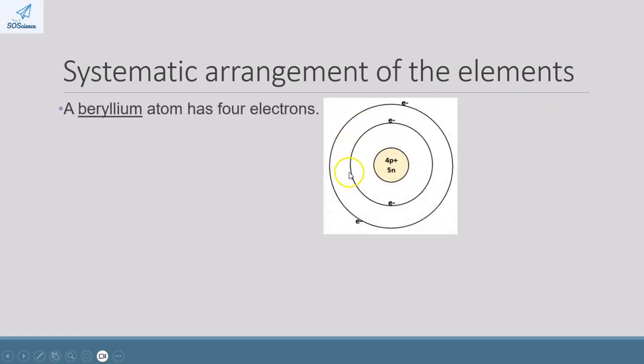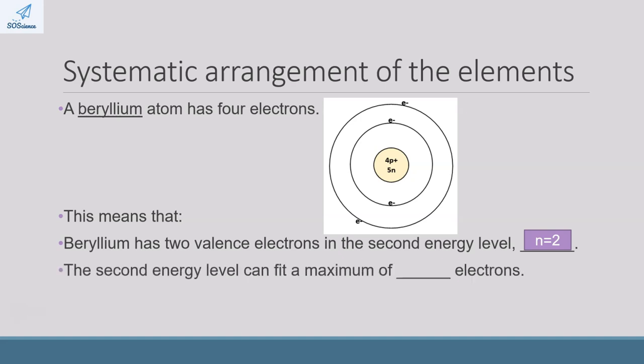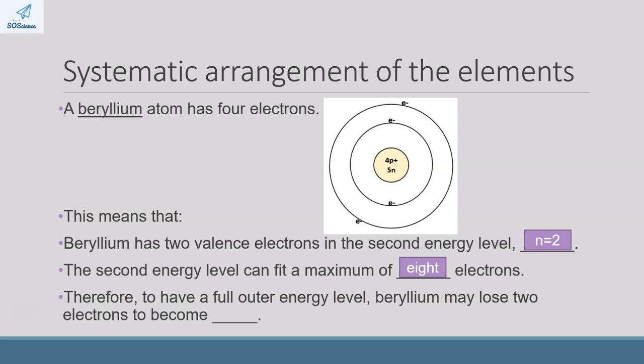A beryllium atom has 4 electrons, so we can see that its first energy level is full, and then it has 2 valence electrons in the second energy level. So that means that beryllium has 2 valence electrons in the second energy level, which is n equals 2. The second energy level, as we have learned, can hold a maximum of 8 electrons. So that means that beryllium can lose those 2 electrons. But if it loses 2 electrons, then its charge becomes 2 plus. So beryllium can only form 1 ion, and that is the Be2+ ion.